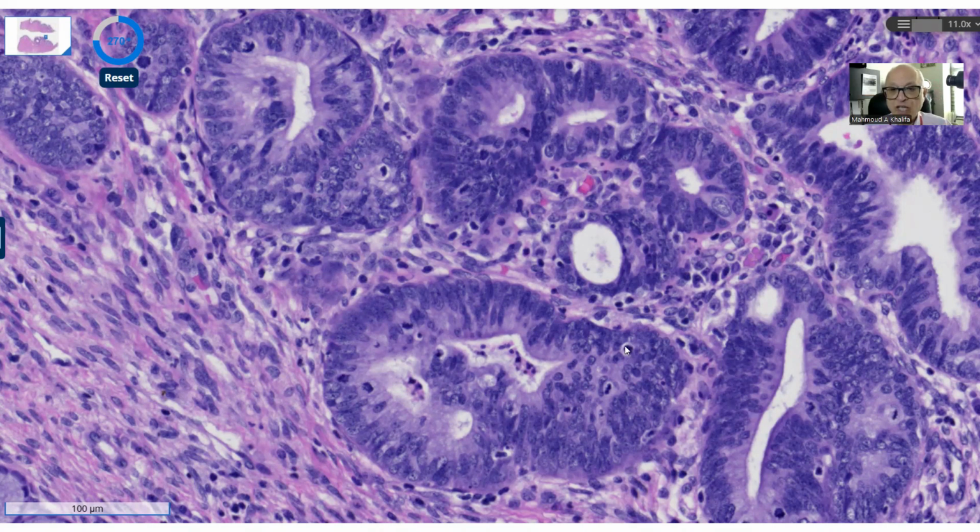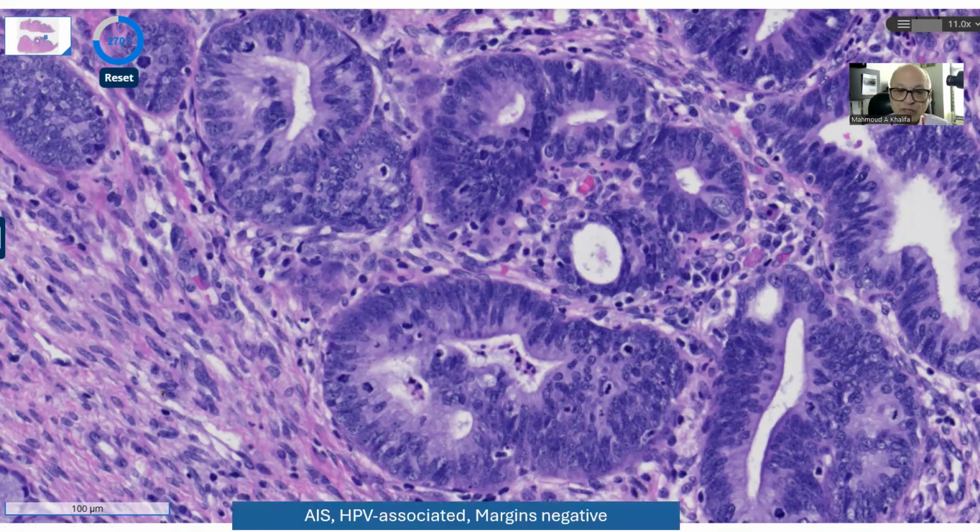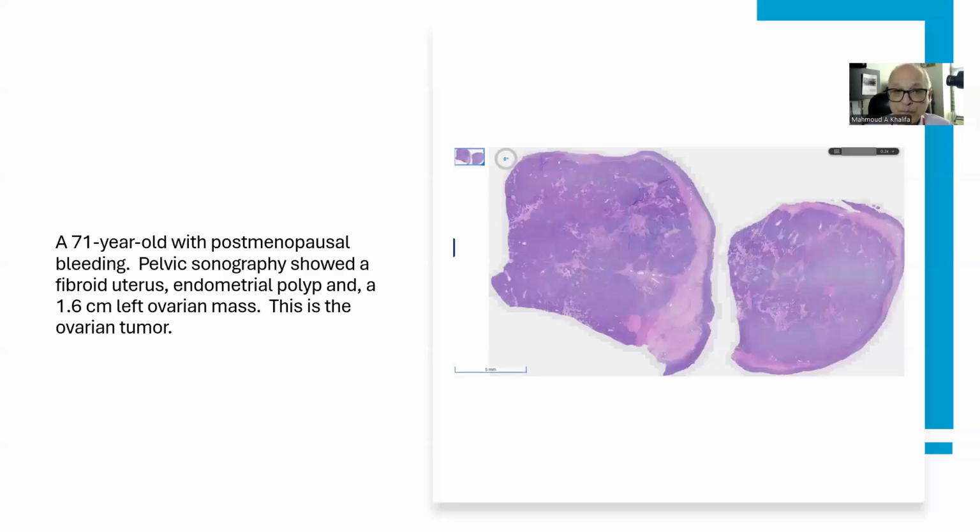You see mitosis, apoptosis, and since they are lobulated, I think this would be an AIS, HPV-dependent associated AIS, and the margins are negative.